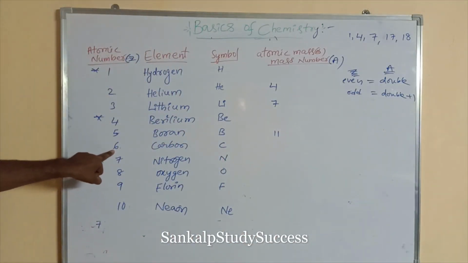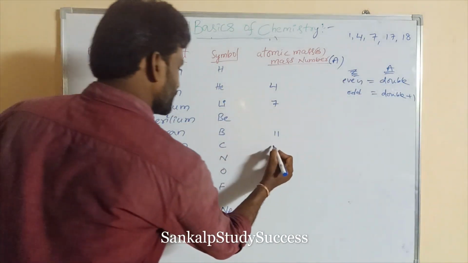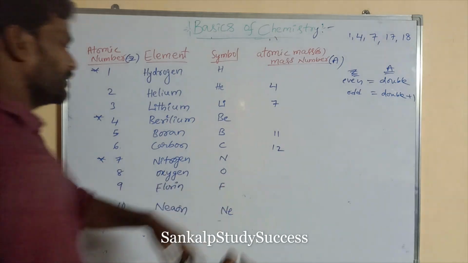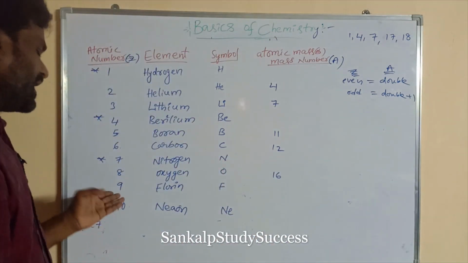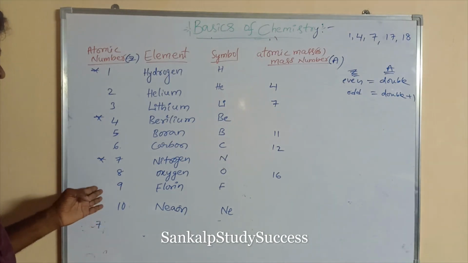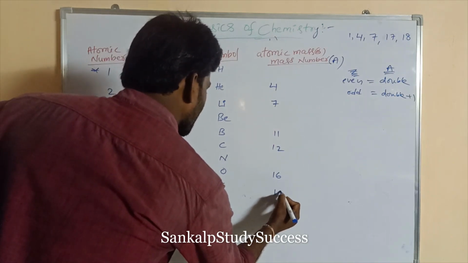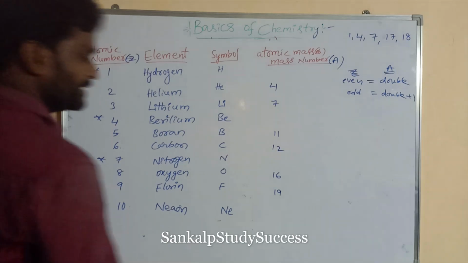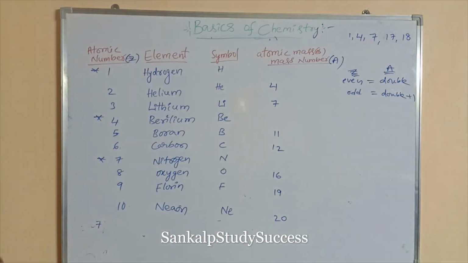So this is the 6. 6 is the even number. Its mass number is double. Double means 12. And 8, this is the even number, so its mass number is double. 2 × 8 is 16. And 9, 9 is the odd number. Its mass number is double plus 1. 2 × 9 is 18 plus 1, 19. Okay, 10 is the even number, so its mass number is double. 2 × 10 is 20.